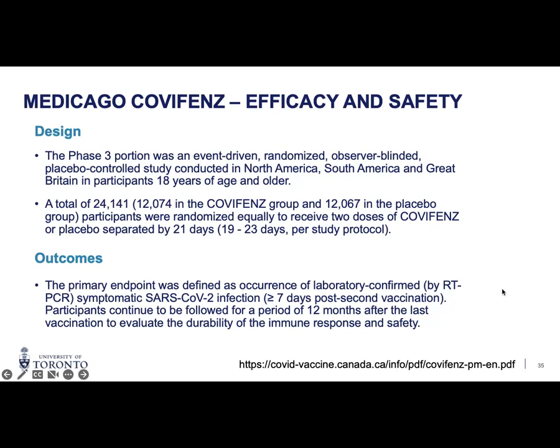So the phase 3 study was an event-driven, randomized, observer-blinded, placebo-controlled study conducted in North America, South America, and Great Britain in participants 18 years of age and older. A total of about 24,000 participants were randomized equally to receive 2 doses of Covifenz or placebo separated by 21 days. The primary endpoint was defined as occurrence of laboratory-confirmed symptomatic SARS-CoV-2 infection more than 7 days post-second vaccination. Participants continued to be followed for a period of 12 months after the last vaccination to evaluate the durability of the immune response and safety.